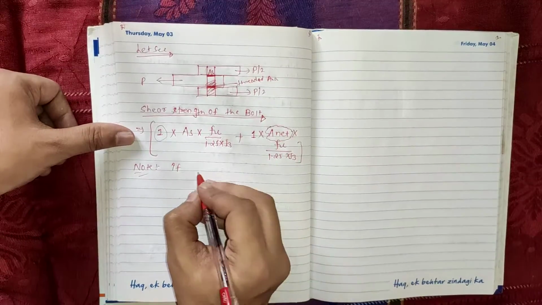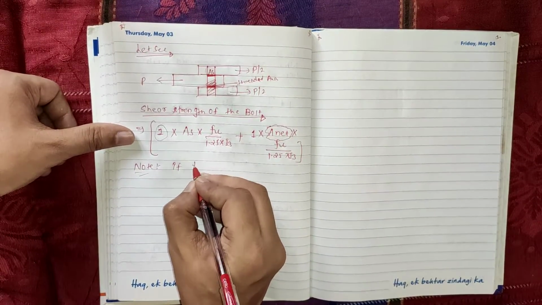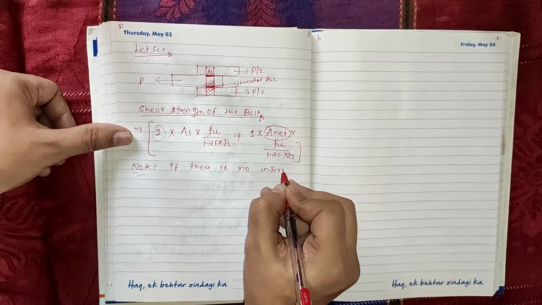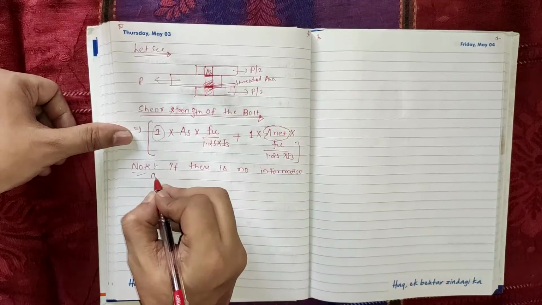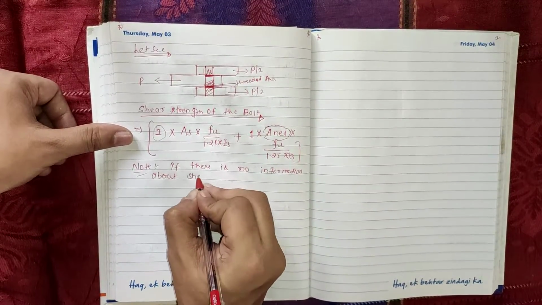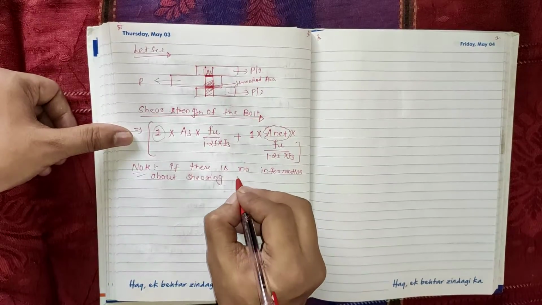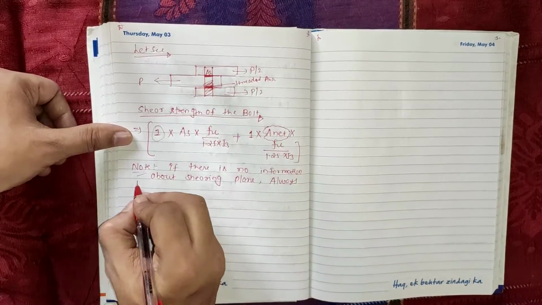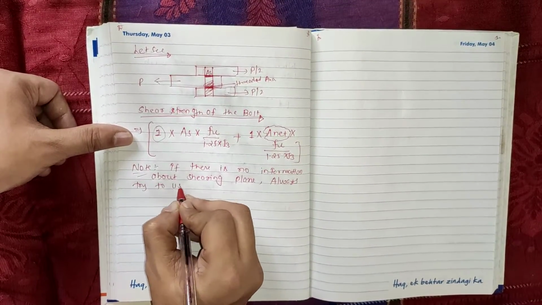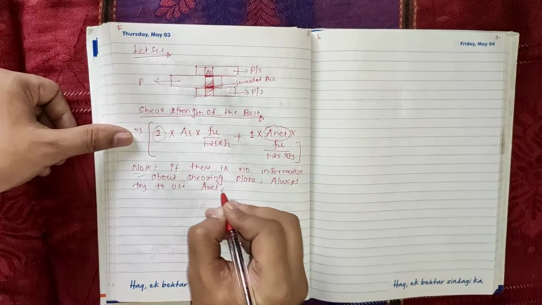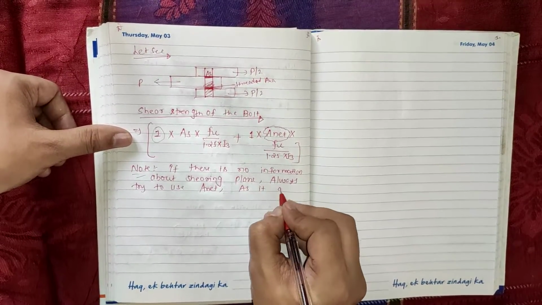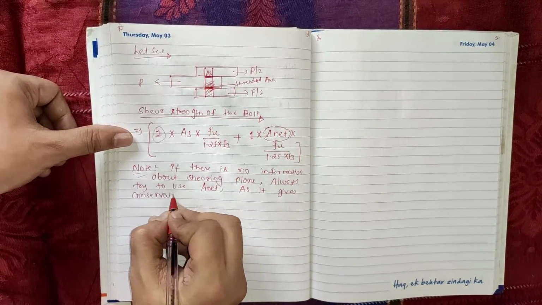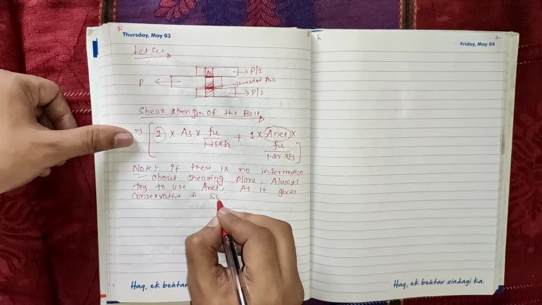If there is no information about shearing plane, always try to use area net as it gives conservative and safer design.